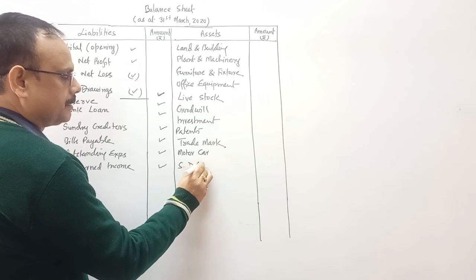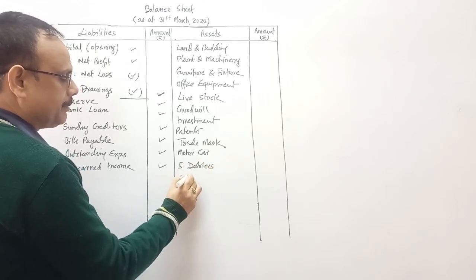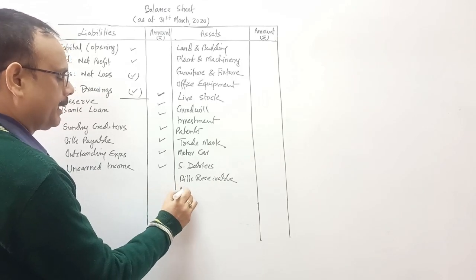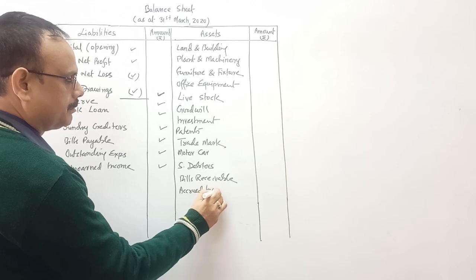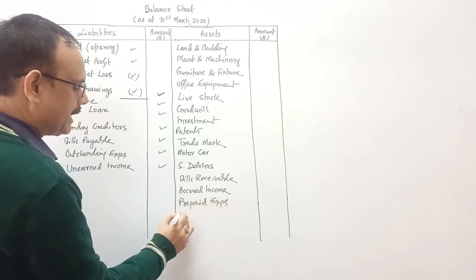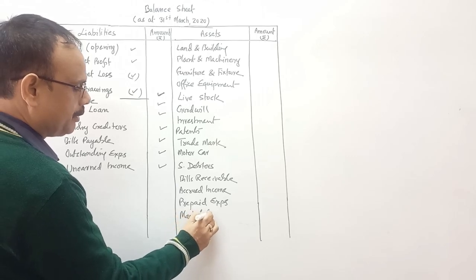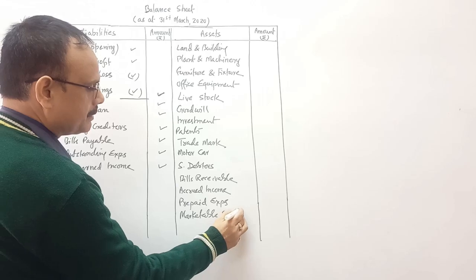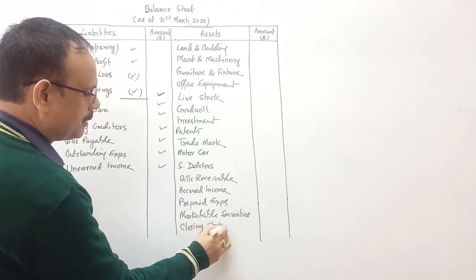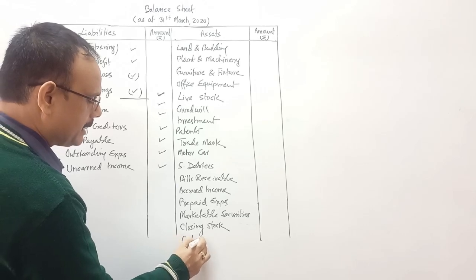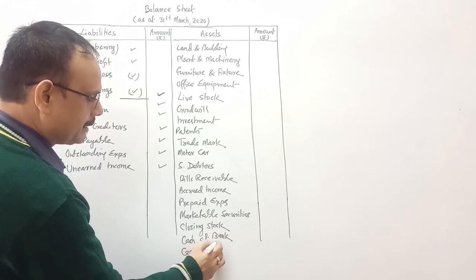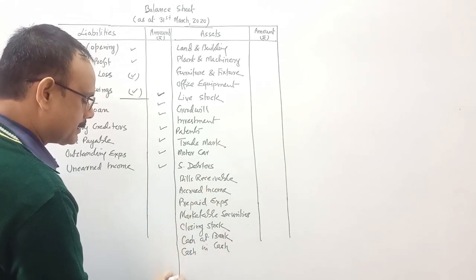Sundry debtors, bills receivable, accrued income, prepaid expenses, marketable securities, closing stock, cash at bank if it is a debit balance, and cash in hand if it is cash in hand. So write it on this side, this is assets.